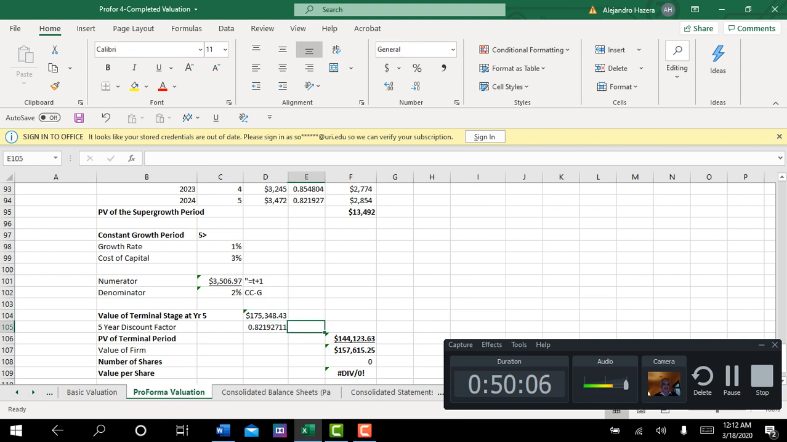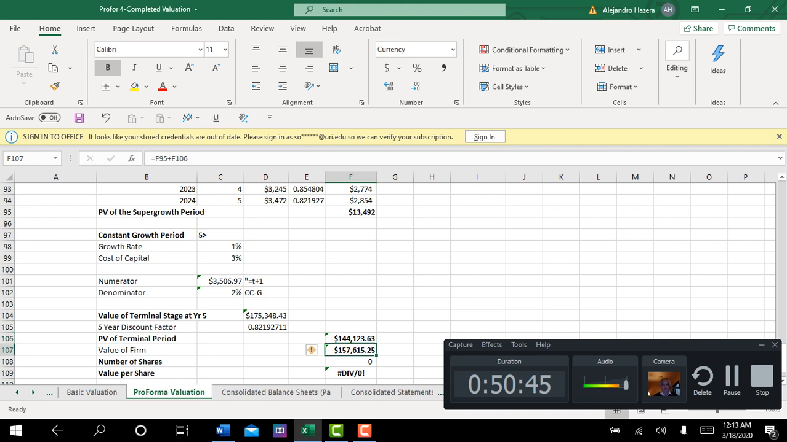Then all I've got to do is take it times the fifth year discount factor. The fifth year discount factor is right here, and it's equal to E94, which takes it all the way back to the present, because remember that this number is the value of the terminal stage at year 5. We've got to take it back to the present. So the present value is the terminal value of the terminal stage times the 5-year discount factor. The present value of the terminal period is 144,123.